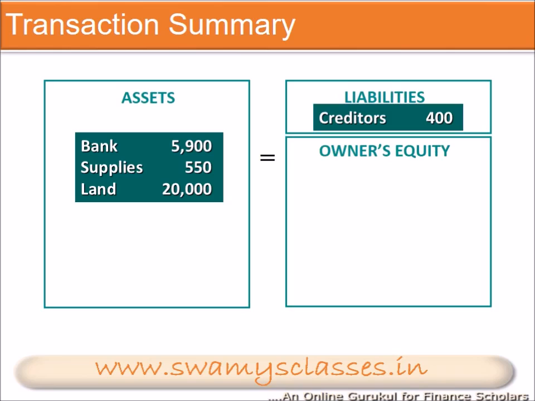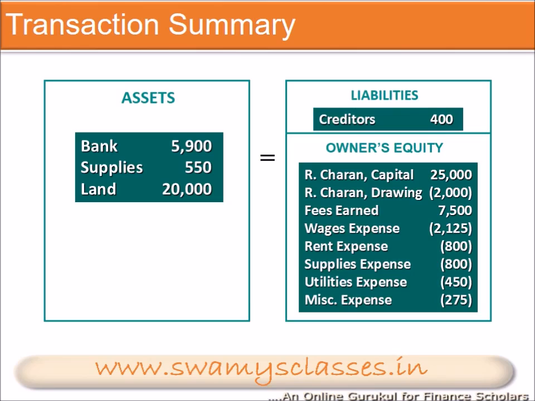We also have creditors worth 400 yet to be paid because we didn't pay fully. And look at the owner's equity. Initially, owner gave 25,000, later he withdrew 2,000. We earned fees, then we spent for other expenses. So if you take all this into consideration, we have our complete accounting equation at the end. We can total the assets, check up the total of creditors and owner's equity. We will know it will be matching.